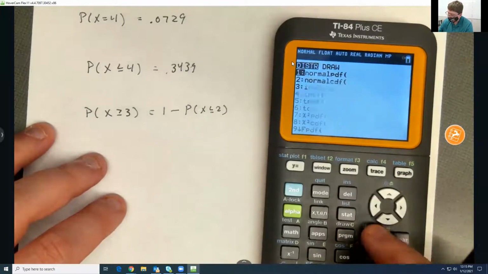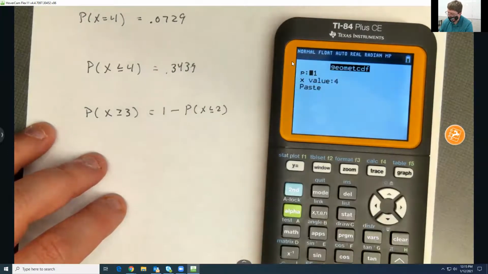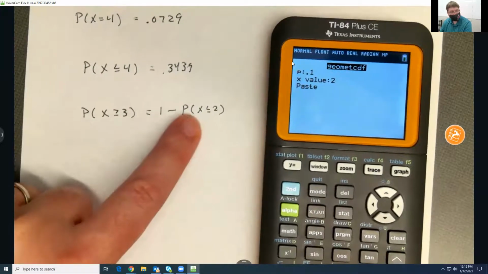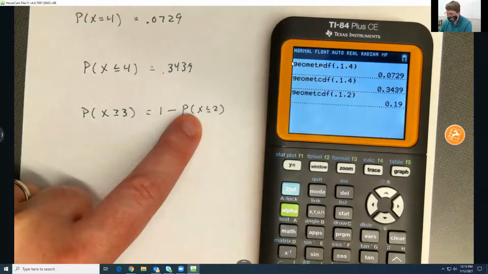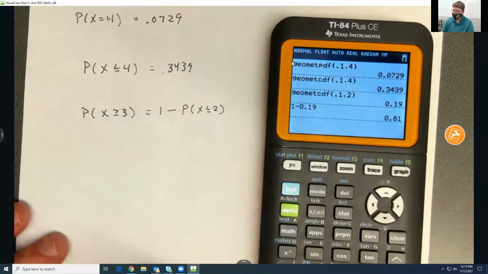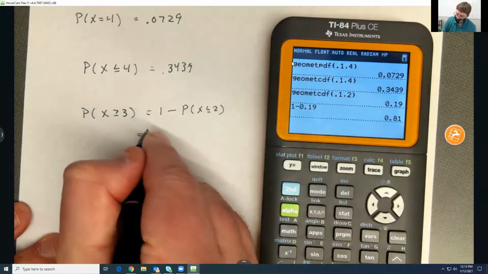So second, vars, this is CDF again, same percent value, put in 2, don't put in 3, put in 2, and then do 1 minus what you didn't want, which is that first 19%, and then you get the same answer we got earlier.